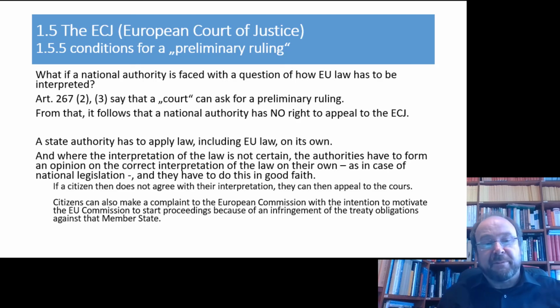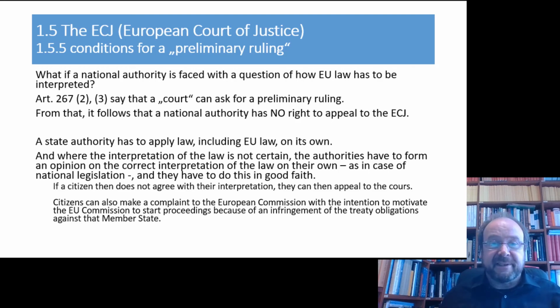What if not a court but the national authority is faced with a question of how EU law has to be understood? Article 267 of the Treaty on the Functioning of the EU says clearly that a court can ask for a preliminary ruling. So the ECJ says a state authority has no right to ask us. That would be too much. A state authority has to apply the law. That's their official duty, and they have to interpret it on their own, according to their best knowledge, in good faith. That's clear.